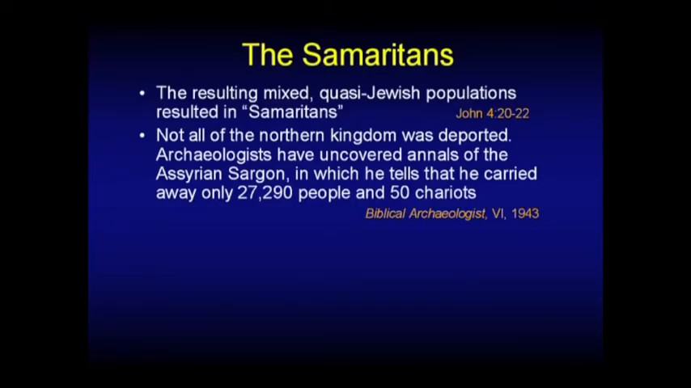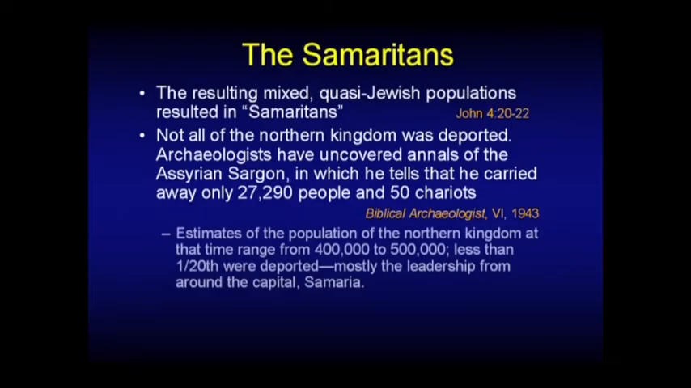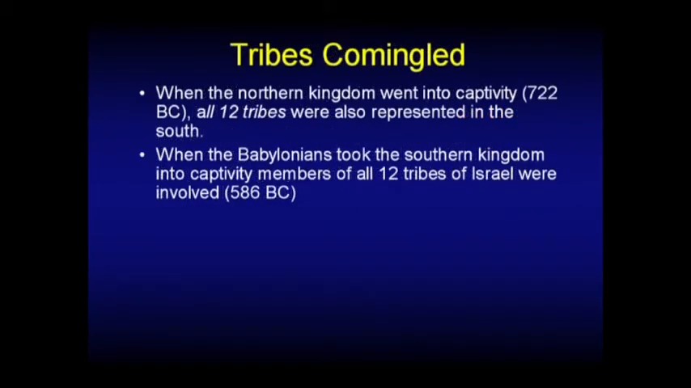Interestingly enough, not all of the northern kingdom was deported. Archaeologists have uncovered annals of the Assyrian Sargon, which tell that he carried away only 27,290 people. That's a relatively small number, and about 50 chariots. According to biblical archaeologists in 1943, estimates of the population were maybe up to 500,000. So less than 1/20 were actually deported. Most of them were just commingled with other tribes. Later on, the Babylonians are going to conquer the Assyrians. And when they do, the Babylonian captives and the captives that they inherit from Assyria will be commingled again. So again, we have all 12 tribes involved in both things here.